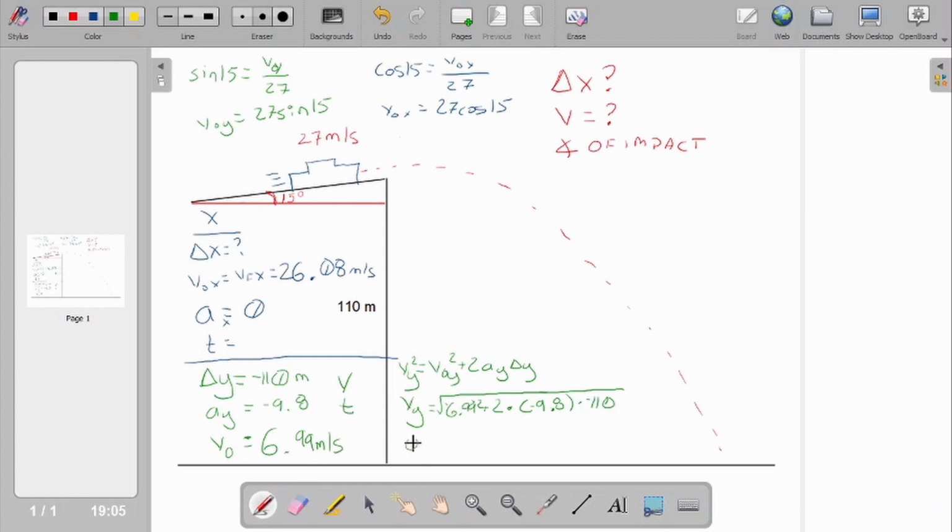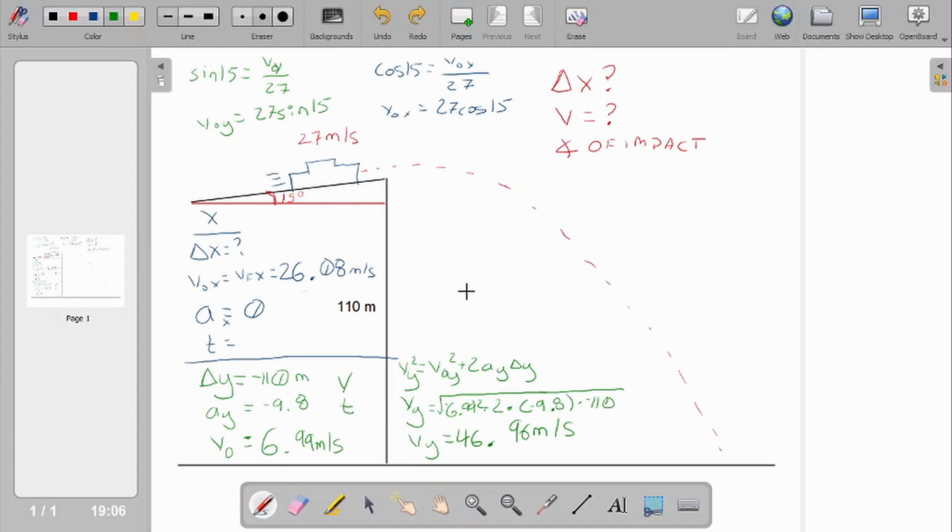When you solve for Vy at the moment of impact, or the instant before it hits the ground, because it's still going to be moving right up until it hits the ground and even slightly after, you should get 46.96 meters per second. I say 46.96, but that's a positive or negative.